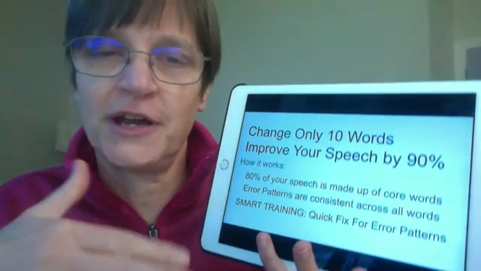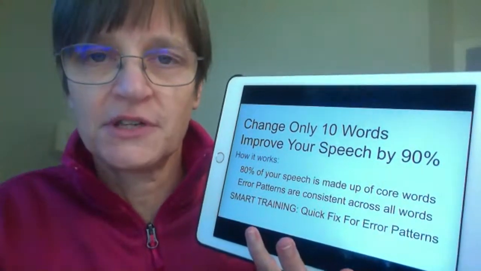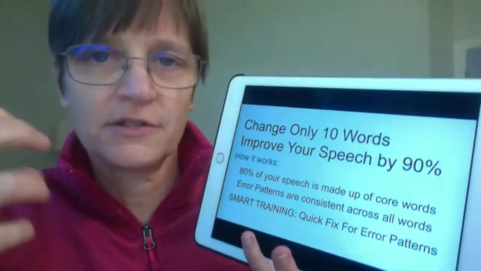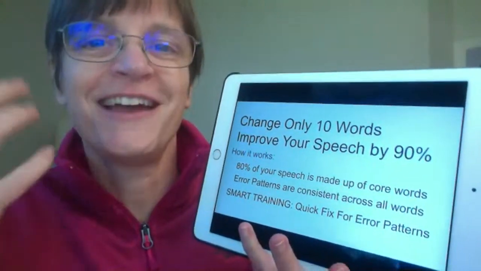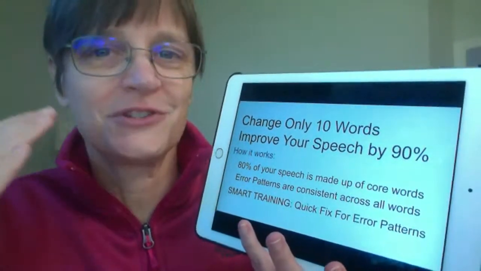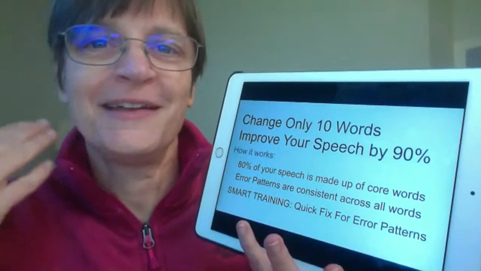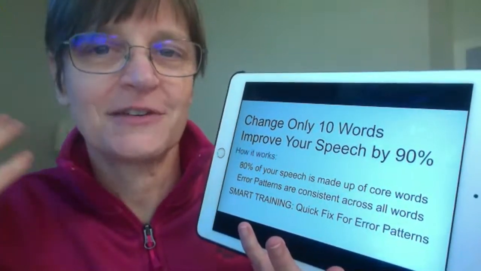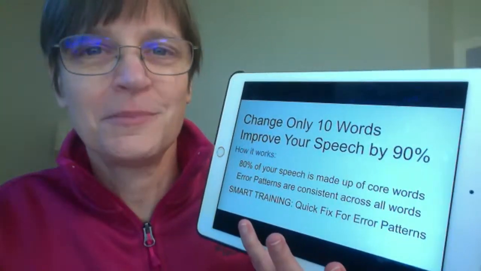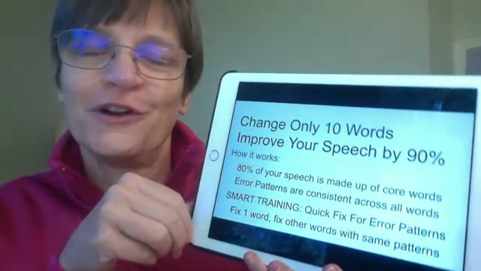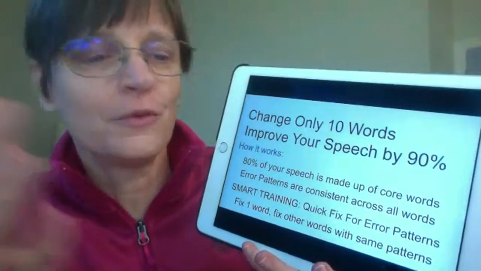So my SMART training, as you know, really does focus in on some of these quick fixes, things that you can do to change the patterns, and then also teaching you the steps to move those new patterns into habits, to form new speech habits with the American accent, with the correct pronunciation, so you can be clearly understood in English. If you fix one word, that will help you with all of the other words that have the same pattern.